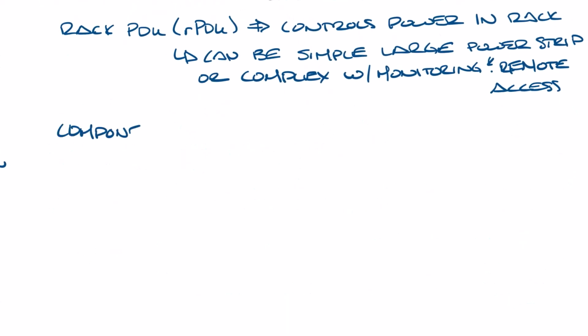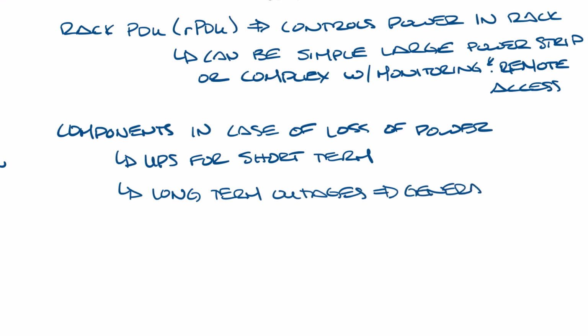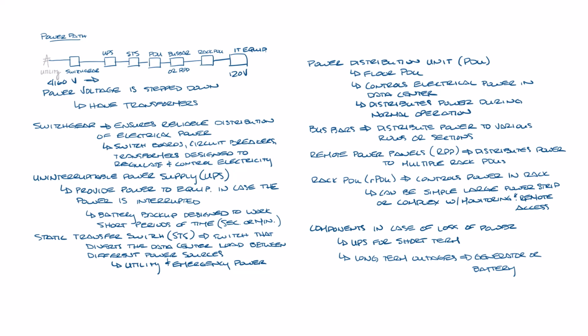On top of these components, you would have some components that are there in case of loss of power. I mentioned that the UPS is designed to supply power for a short period of time in case the power source, the utility, goes down, but for longer term outages, you might have a generator or batteries connected here as well. Let's bring all of this back on screen.